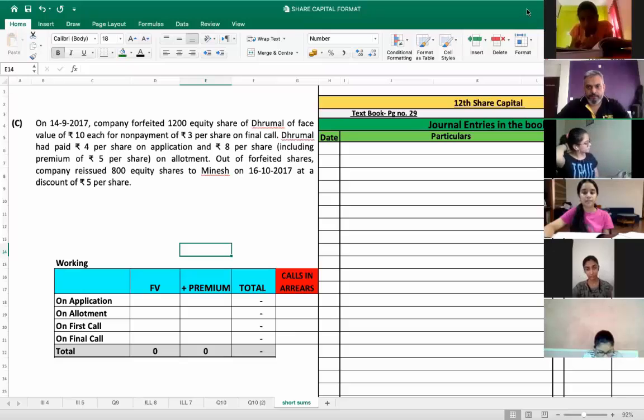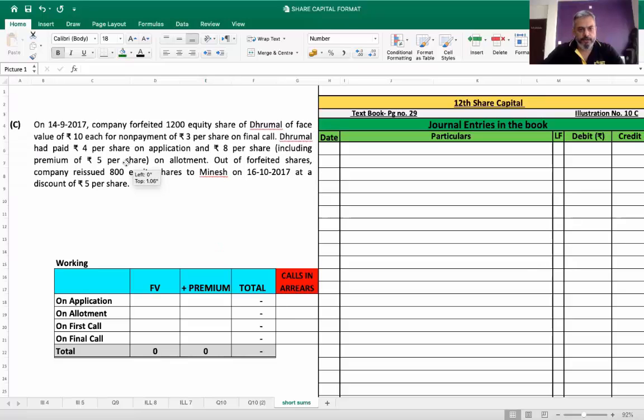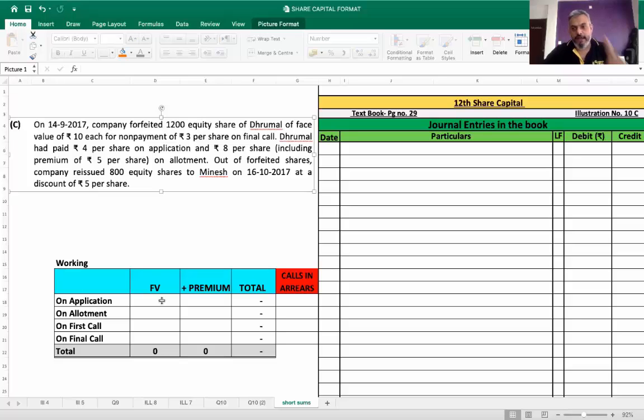Now, on 14/9/2017, company forfeited 1200 equity shares of Drumal of face value rupees 10 each for non-payment of 3 per share on final call. Drumal had paid 4 per share on application, 8 per share, including premium of rupees 5 per share on allotment. Out of forfeited shares, company reissued 800 shares.